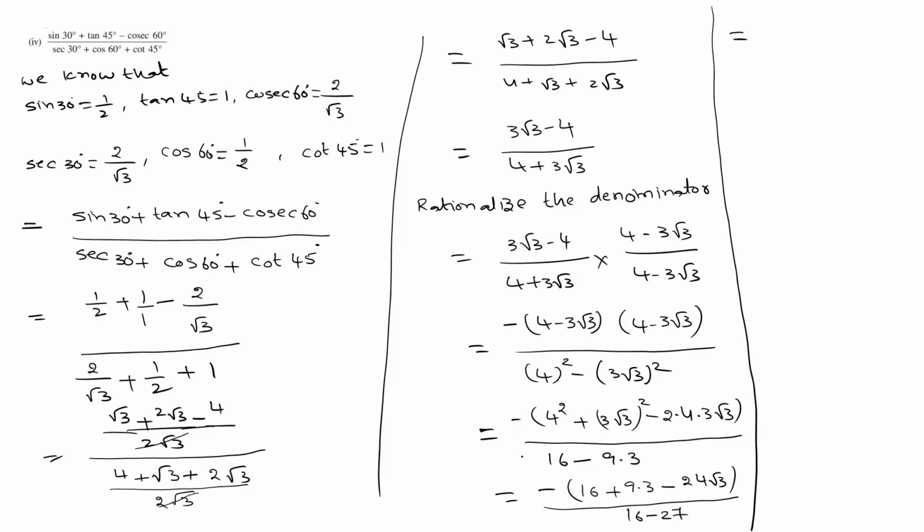So it is equal to minus of (16 plus 27 minus 24 root 3), whole divided by 16 minus 27. So 16 minus 27 will be minus 11. So this minus and minus will get cancelled. 16 plus 27 is 43. So (43 minus 24 root 3) divided by 11 is the answer for the problem here.